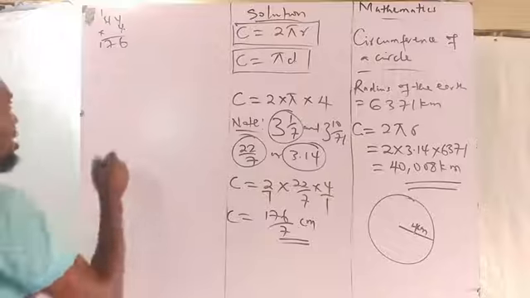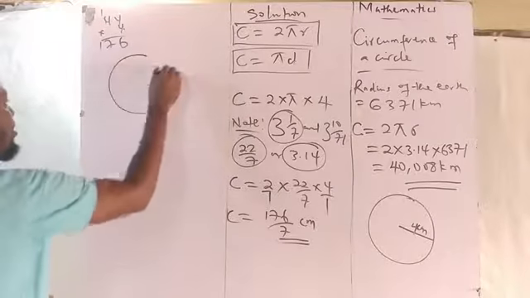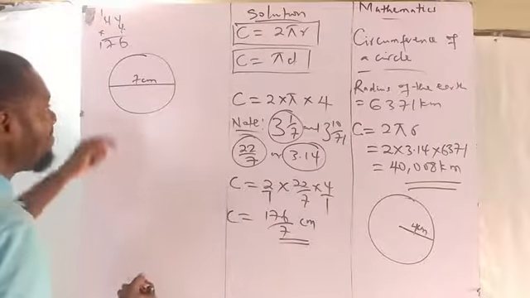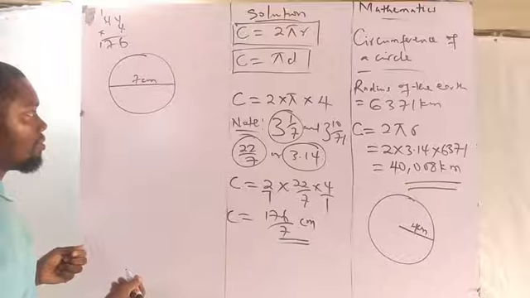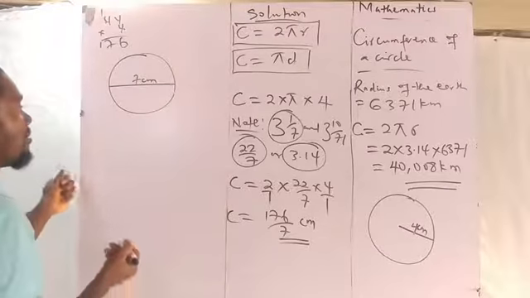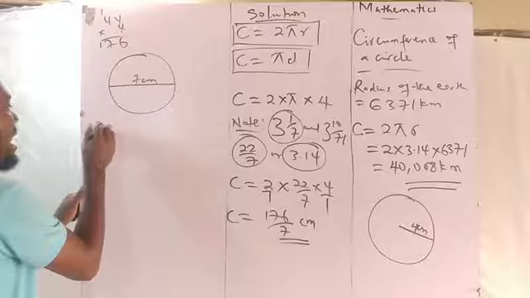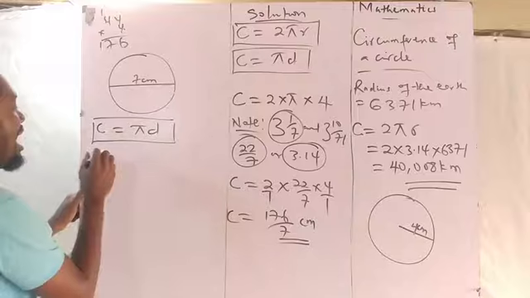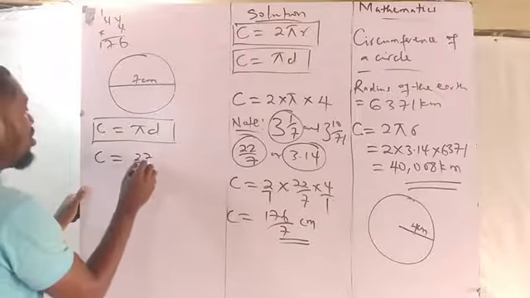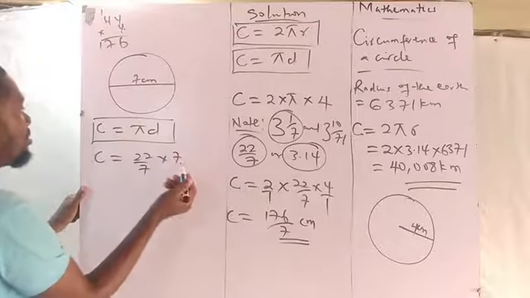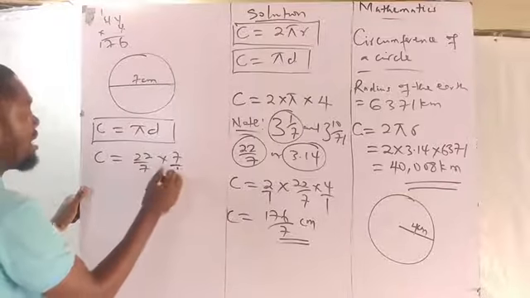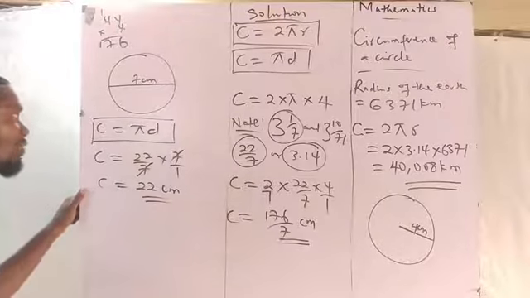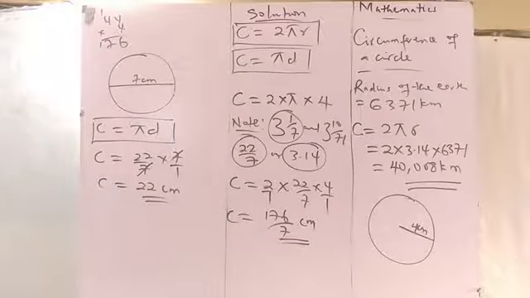Now, if you're given a diameter directly, for example 7 centimeters, and you're asked to find the circumference of this circle, I will simply state my formula as C is equal to pi d. My circumference will simply be 22 over 7 times 7 over 1. The 7s cancel, and your answer becomes 22 centimeters. So the circumference of this circle is 22 centimeters.